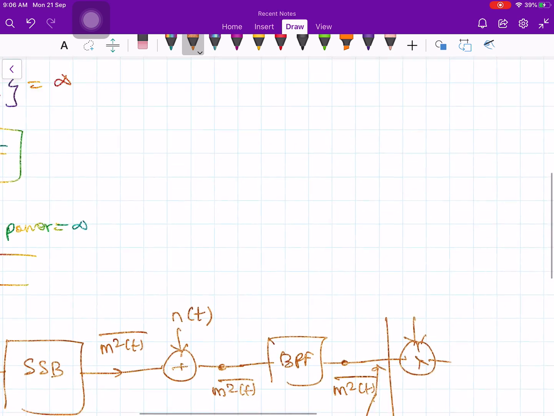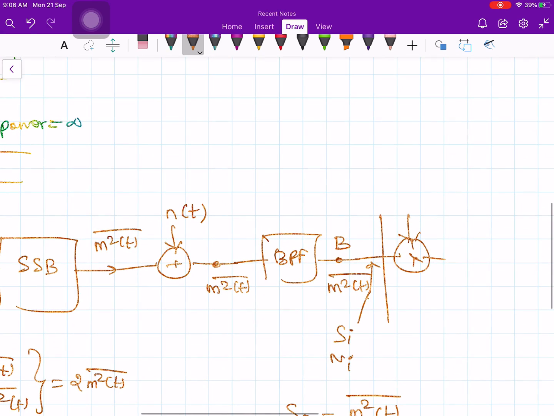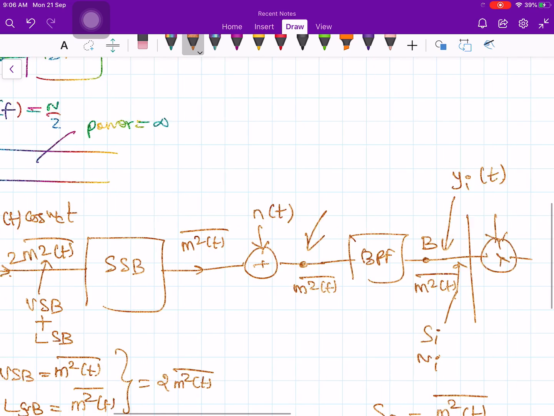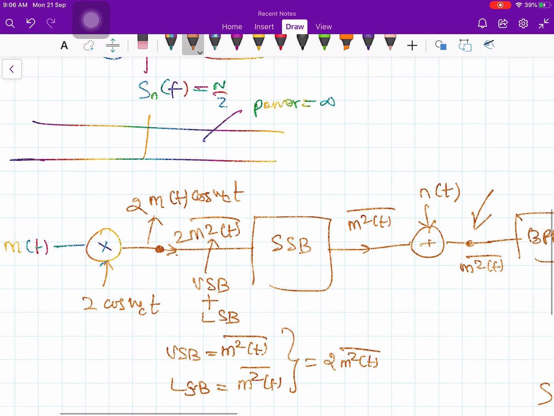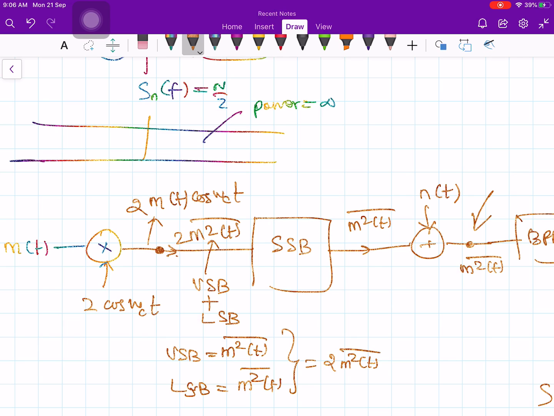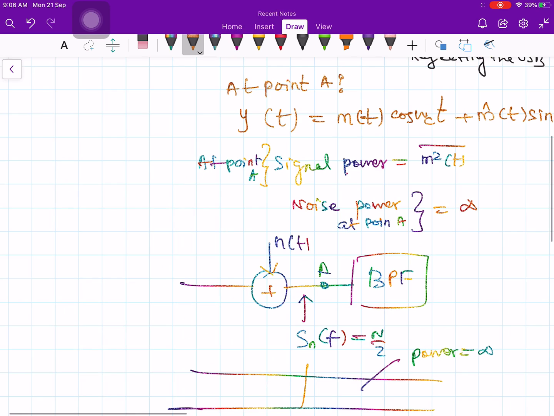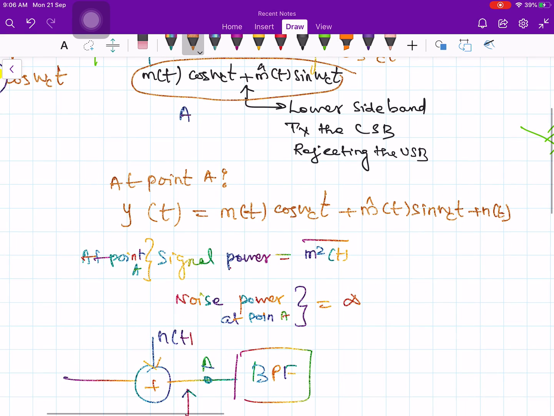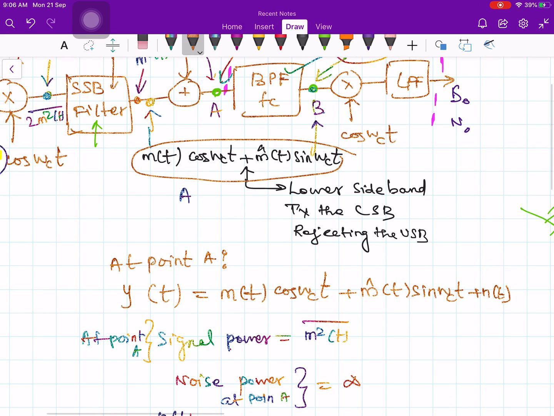Okay, so let me call this point B. At point B, let me denote the signal as yi of t. What is yi of t? This point we already wrote, okay. So what is the signal for this point? We can easily write it down. At this point I know the signal mathematical model, so I already wrote it here. At point A, the signal is y of t equal to m of t cos omega ct plus m cap of t sin omega ct plus the noise n of t.